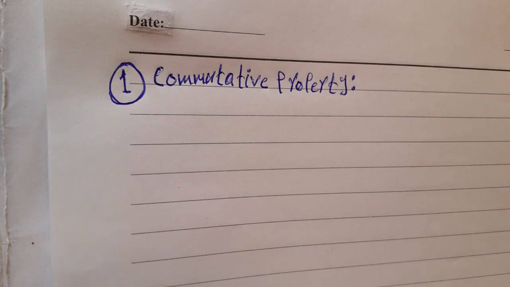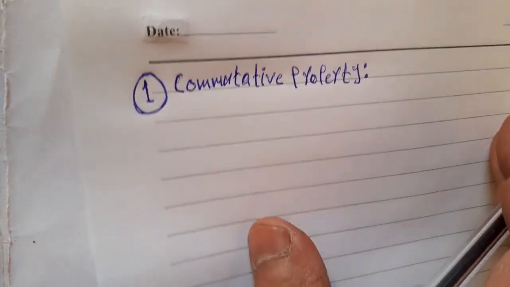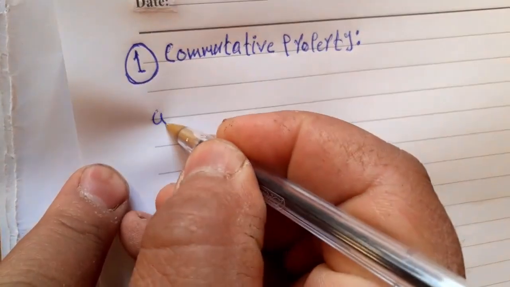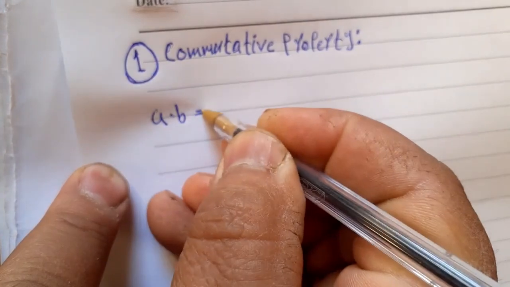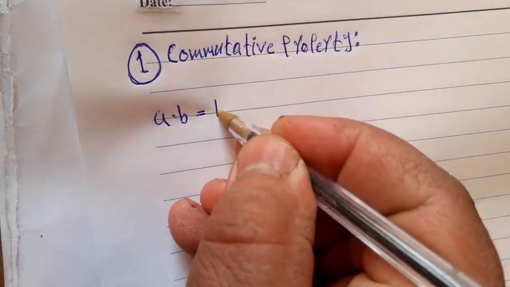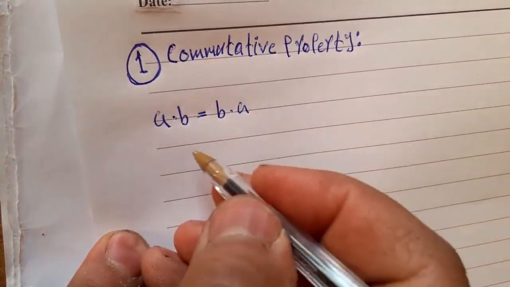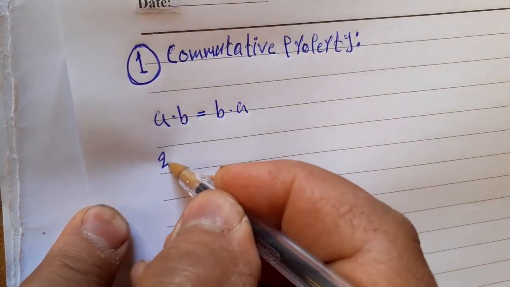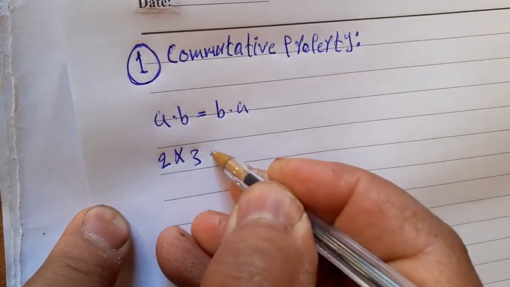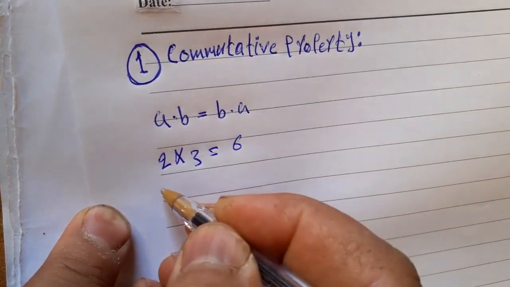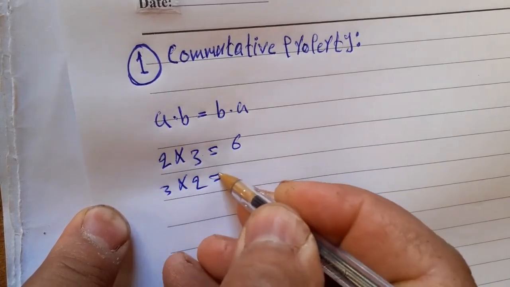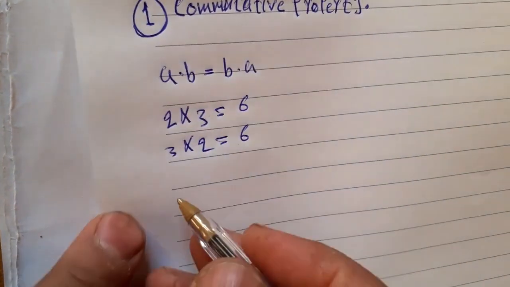Number 1. Commutative property. Whenever the order of the factors in multiplication is changed, the product doesn't change. For example, A times B equals B times A. In numbers, 2 times 3 equals 6, and 3 times 2 equals 6.